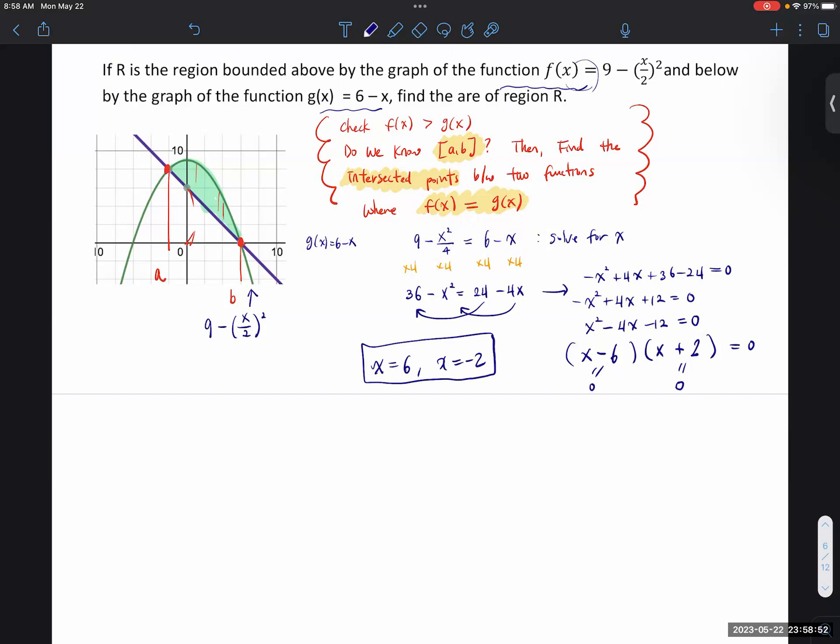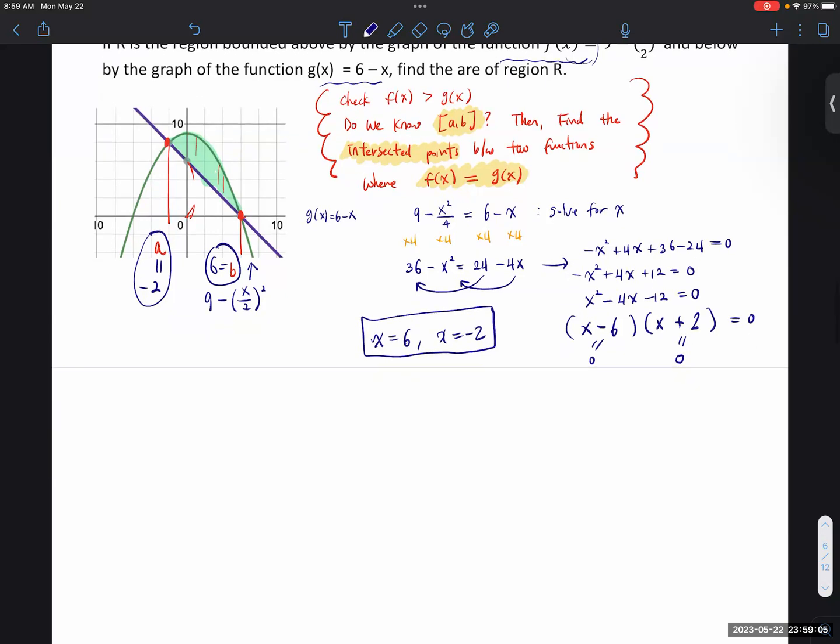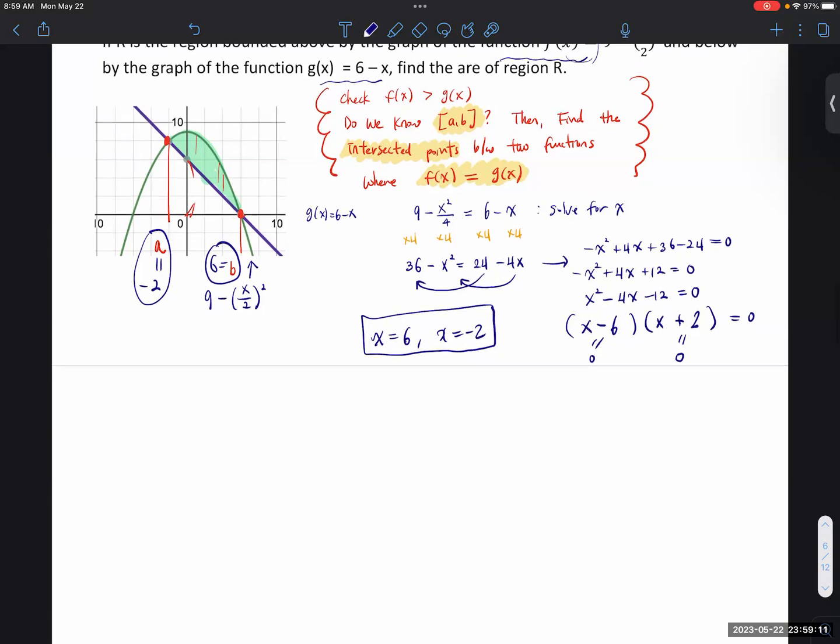So what do you think? Exactly, a is going to be -2, and b is going to be 6. So that's what we are looking for, from -2 to 6. So we found the intersection points where the f function and g function are equal to each other.